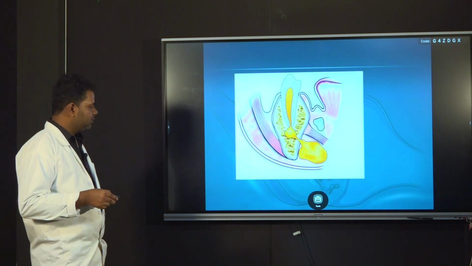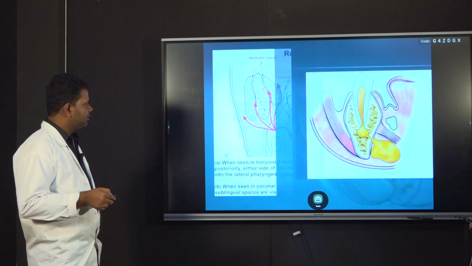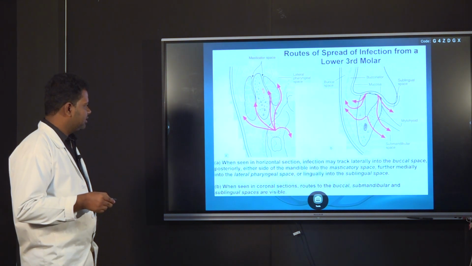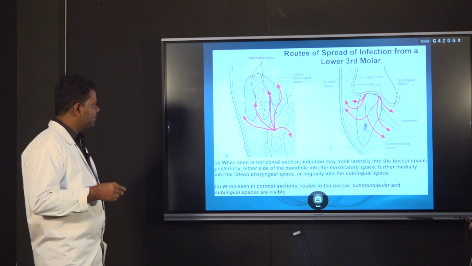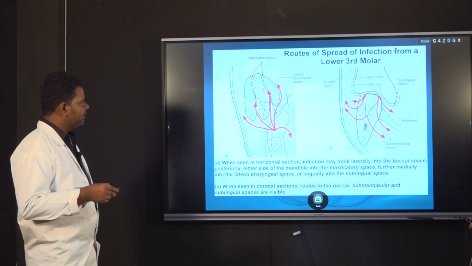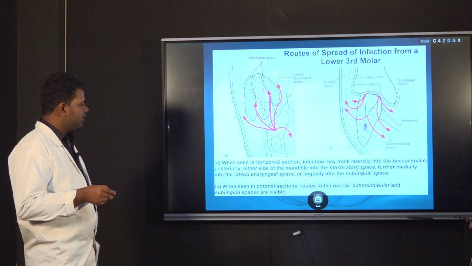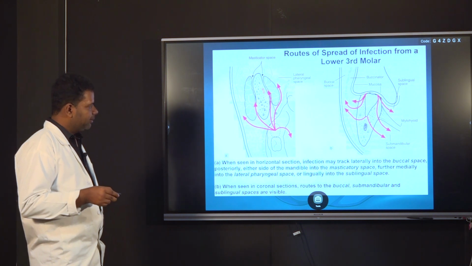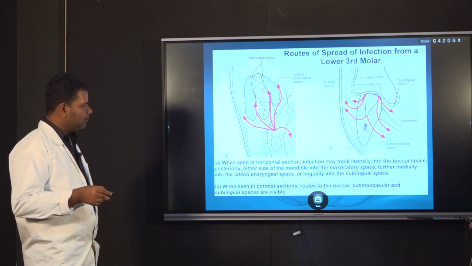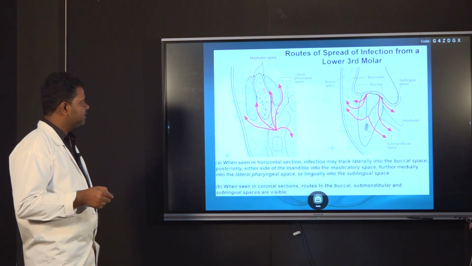Infection is spreading from the roots towards the buccal region, and here these are the roots of spread. Here you can notice the masticatory space is present on the top, and little pharyngeal space and buccal space is present based on the buccinator muscle, and the mylohyoid line is considered here. Above the mylohyoid line is sublingual space, below the mylohyoid line is considered as submandibular space infection.